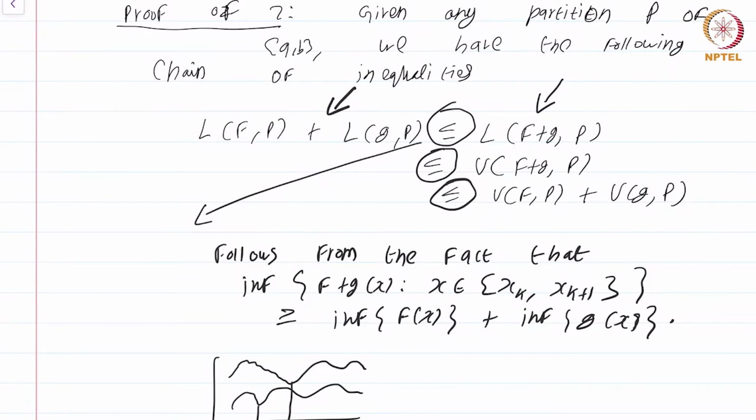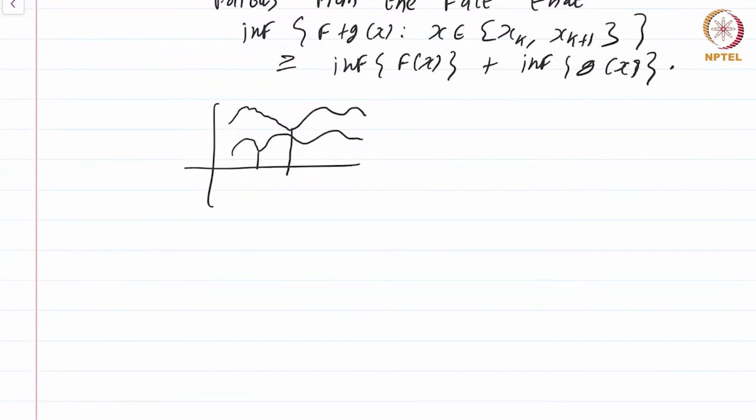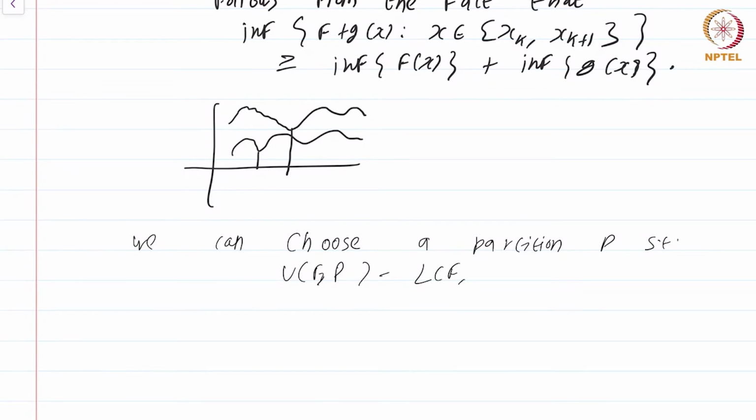Now, how does this chain of inequalities help? Well, we have full flexibility over the choice of partition. We can choose a partition P such that U(f, P) minus L(f, P) is less than epsilon by 2, and similarly we can choose it such that U(g, P) minus L(g, P) is less than epsilon by 2.